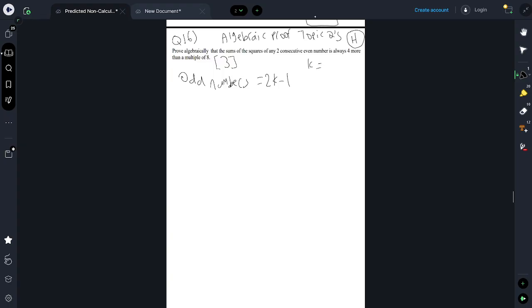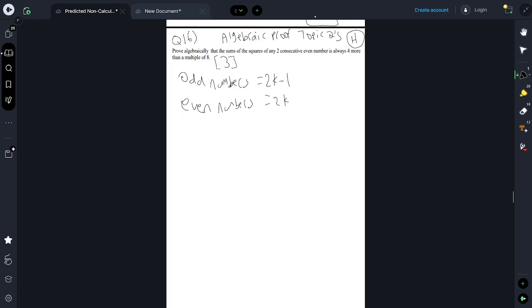But k is an integer, right? K is a whole number, an integer. That's what integer means. And you need to know even numbers are simply a multiple of 2, so 2k, where k is an integer. Every even number is obviously a multiple of 2. So then if you add or minus 1 to that, that'll give you an odd number. That's where that comes from.